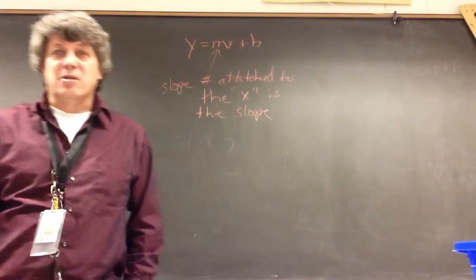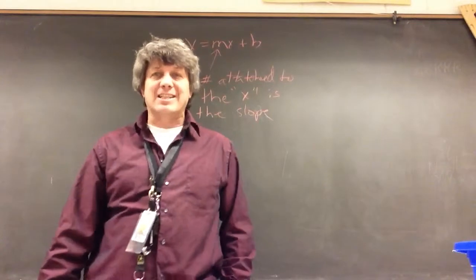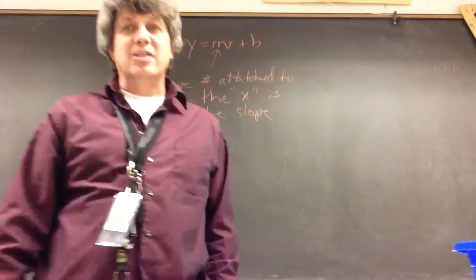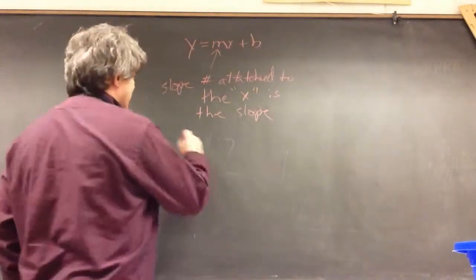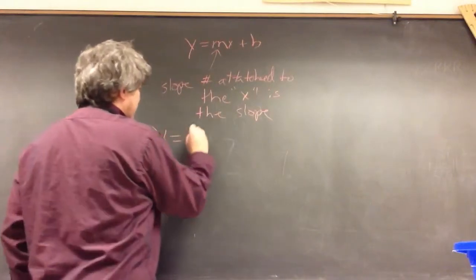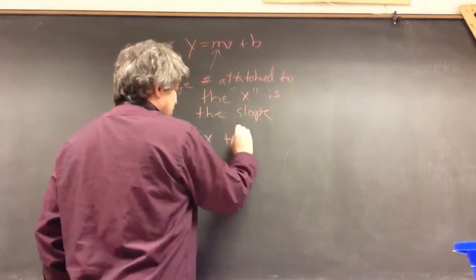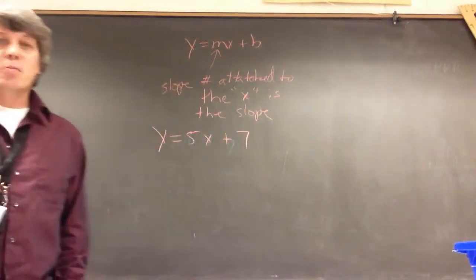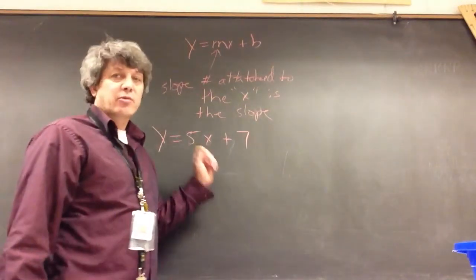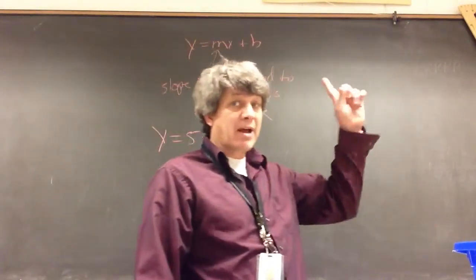Sometimes that's a fraction, sometimes that's a whole number, sometimes that's a decimal, but that is the slope of the line. So if we have some problem y is equal to 5x plus 7, my slope is 5. Okay, in other words, for every step I take, I go up 5.